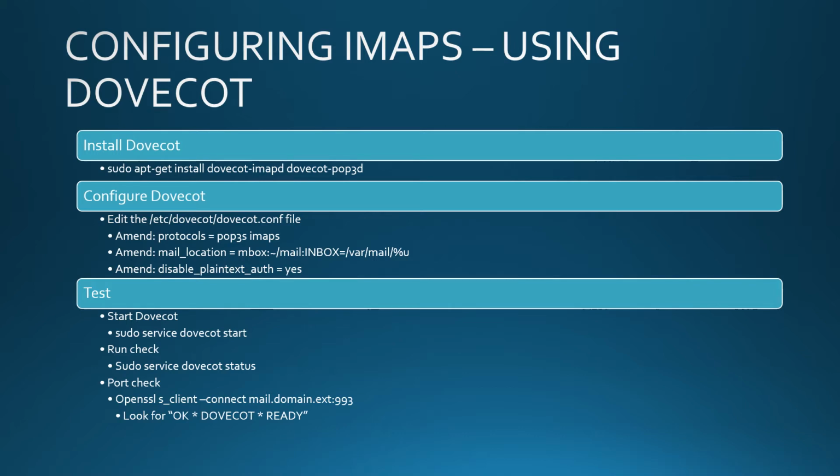Then do a port check. You can do that using OpenSSL, which we already have installed, with s_client -connect, the domain, and port 993, which is the default port for IMAPS. The default port for IMAP is 143. And then you're going to look for a return message saying OK, star, Dovecot, star, ready, and that should mean that it is enabled and listening on that port.